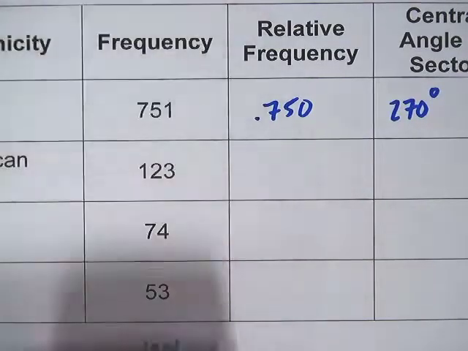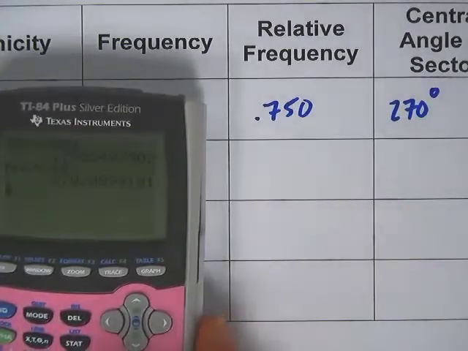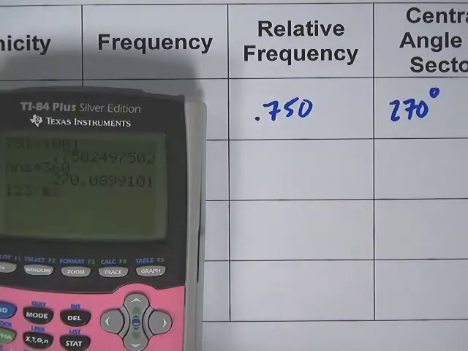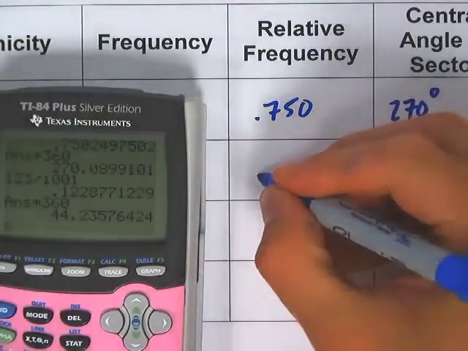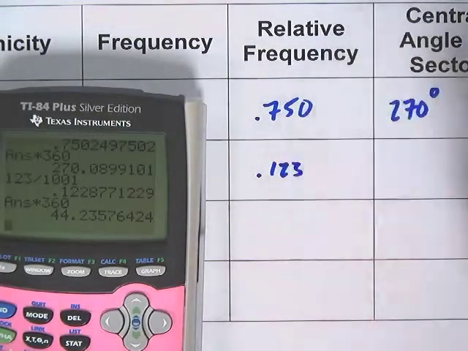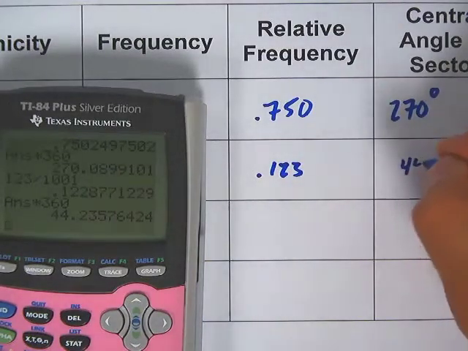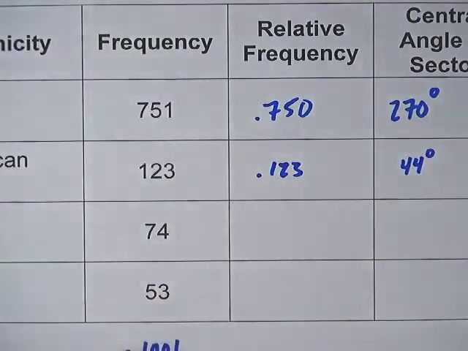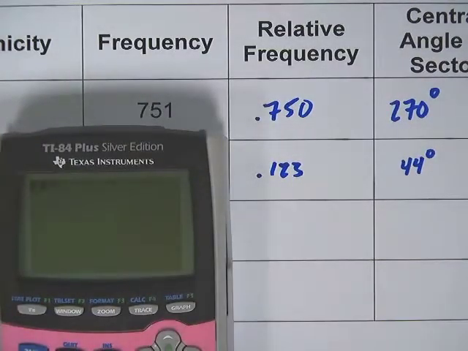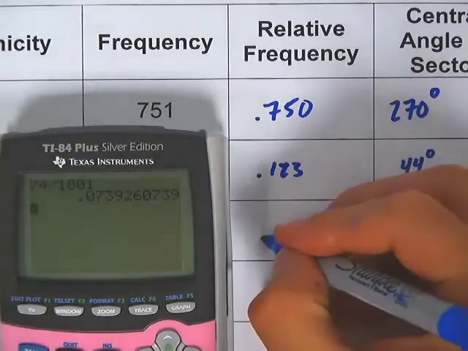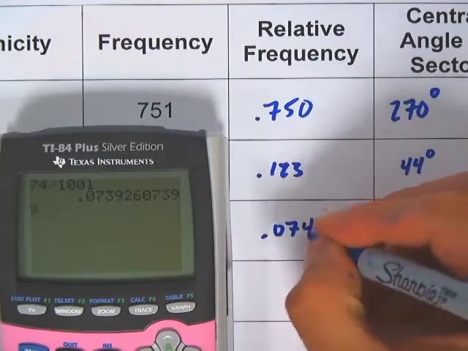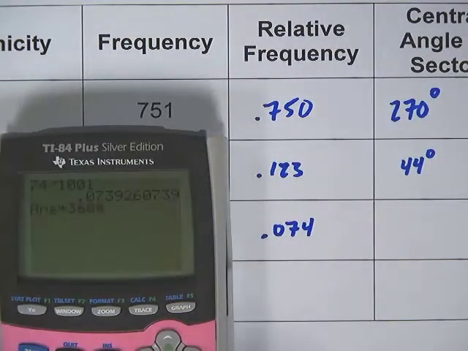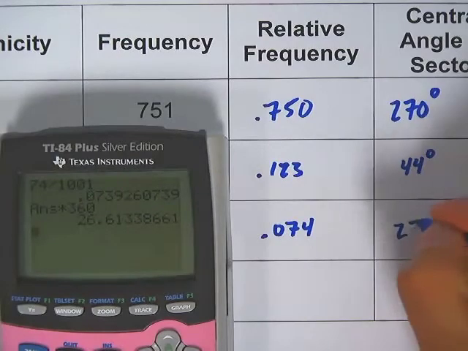Now my next frequency is 123. So I'm going to take 123 divided by 1001, and then multiply that answer by 360. The relative frequency was 0.123 multiplied by 360. That ends up being about 44 degrees. My next frequency is 74. So I'm going to take 74 divided by 1001. That gives me 0.074. And then I'm going to multiply that by 360, and this is going to give me about 27 degrees.